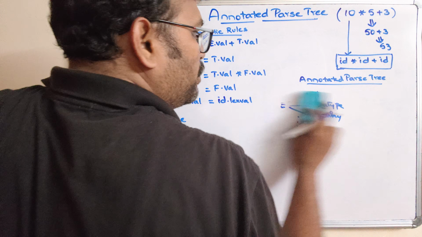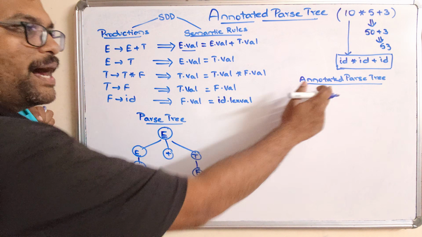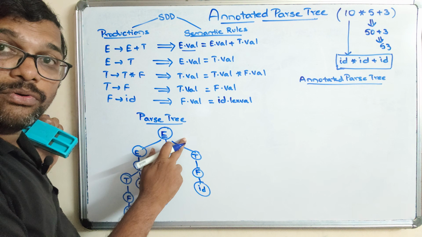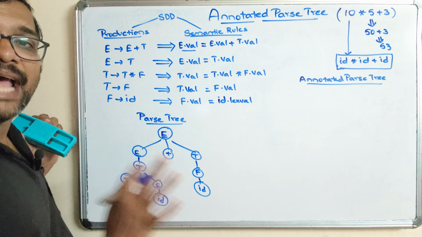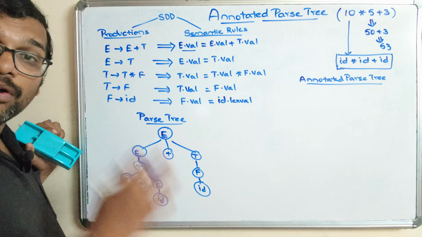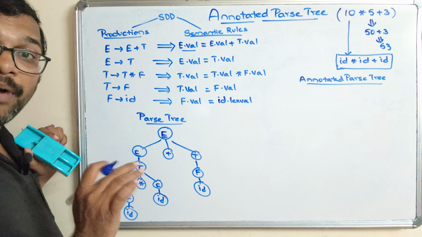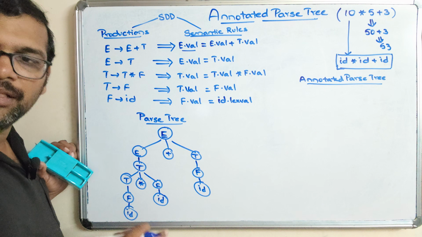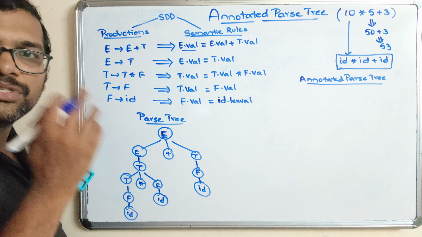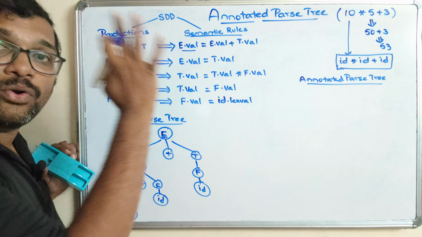Now the annotated parse tree is a parse tree in which we represent each and every non-terminal with its attribute, which may be either a value or a type or memory, whatever it may be. In the annotated parse tree, every non-terminal should be represented with the corresponding attributes based upon the semantic rules.